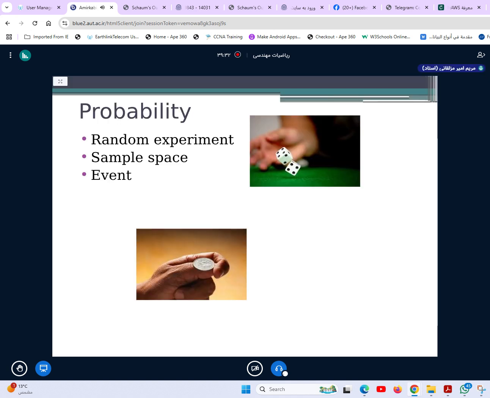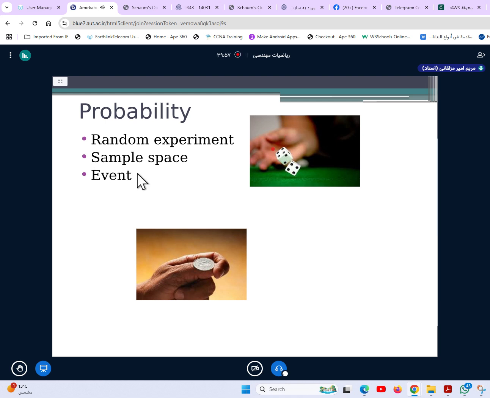Okay, let's start the subjects. First of all, we want to discuss probability. And at first, we discuss random experiment. What is a random experiment? A random experiment is an experiment whose result we don't know before doing that experiment.